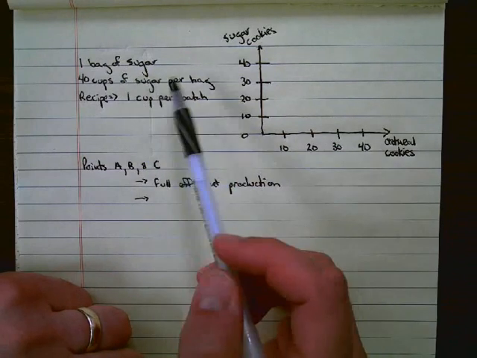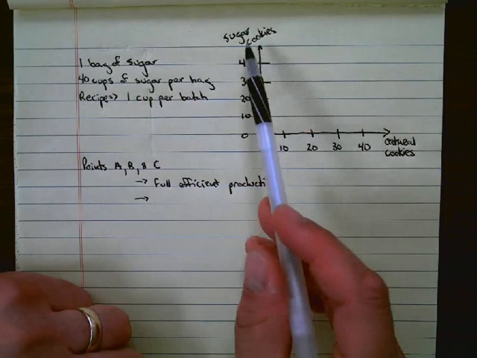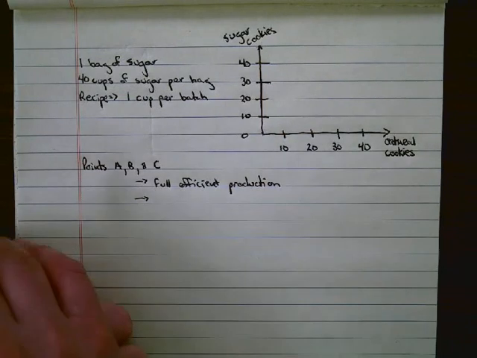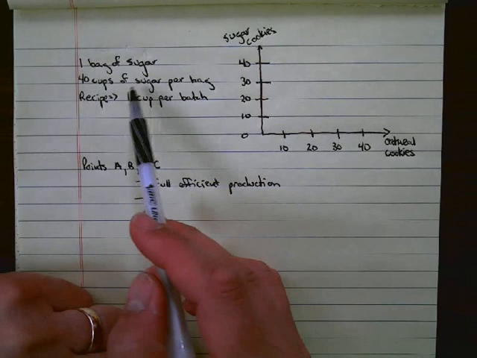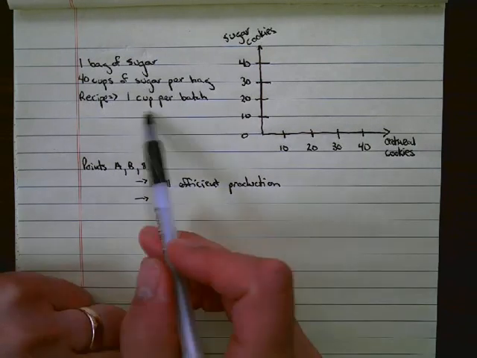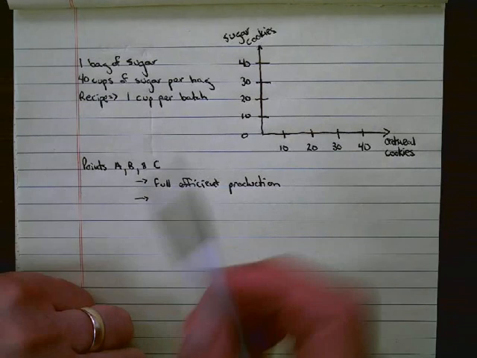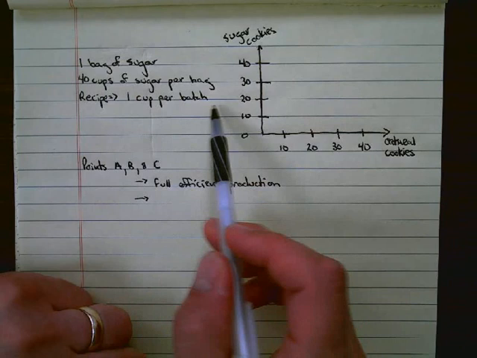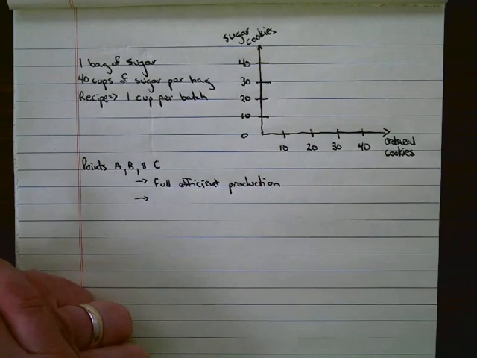That resource is perfectly transferable between sugar cookies and oatmeal cookies, which means the sugar is just as good for sugar cookies as it is for oatmeal. I have 40 cups of sugar in that bag, and I have 1 bag. And my recipes account for 1 cup of sugar per batch for my sugar cookies, and again 1 cup of sugar per batch for my oatmeal cookies.